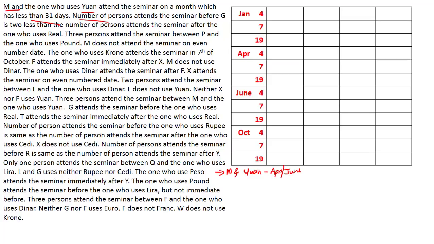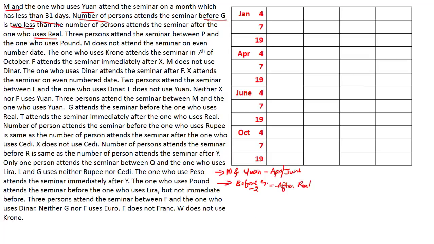The next one is the number of persons attending the seminar before G is 2 less than the number of persons attending the seminar after the one who uses real. So the number of people before G should be 2 less than after the one who uses real. So if there are 2 persons before G, then I can certainly say that there must be 4 persons after the one who uses real here. So let me write it here. So 2 persons, before G is 2 persons less than after the one who uses real.